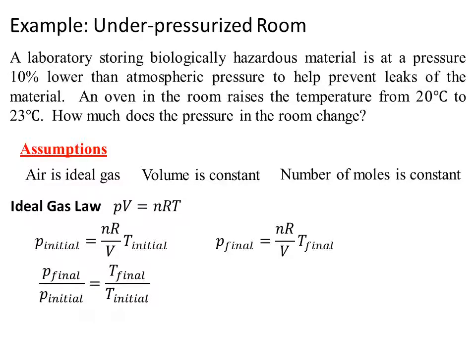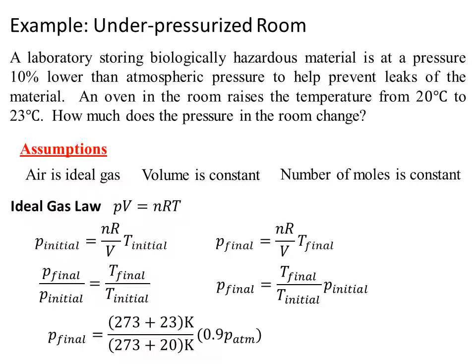If we divide these two, then we have P final divided by P initial is equal to T final divided by T initial. And rearrange that again, we have that P final is equal to the ratio of T final to T initial times P initial. Now, one thing we need to be very careful about is that when we plug in the numbers, the temperature must be in Kelvin, not in degrees C. So we have to add 273 to the numbers above to get the appropriate temperatures.